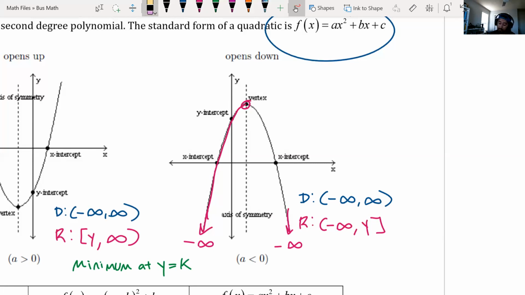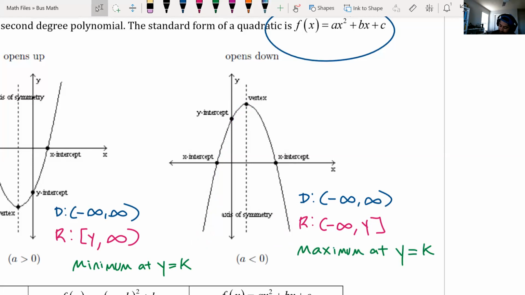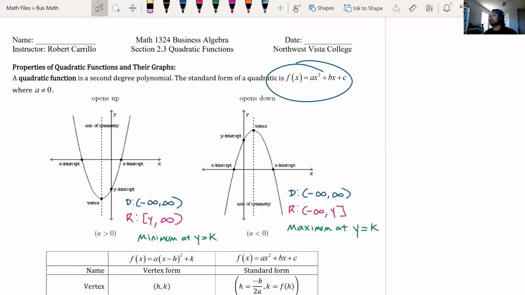And then for a parabola that opens down, the vertex is considered the highest point of the graph. This means that if you have a high point on a graph, you create something called a maximum. And this maximum will happen at the y value of the vertex. Okay. And those are the characteristics of parabolas that open up and open down. That's the domain and range, minimums, maximums, y-intercept, x-intercepts, axis of symmetry, all that good stuff. But now let's look at their formulas.